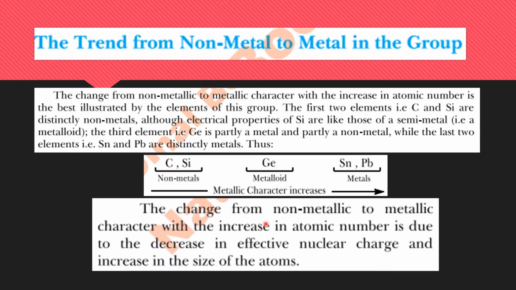And this change from non-metallic to metallic character with the increase in atomic number is due to the decrease in the effective nuclear charge. As we are moving down the group, the nuclear charge is decreasing because the size of the atom is increasing and the distance between the nucleus and valence electron is increasing. That is the result. The force of attraction is decreasing between the nucleus and valence electron, and their electropositivity increases down the group. So we can say that metallic character is increasing down the group.